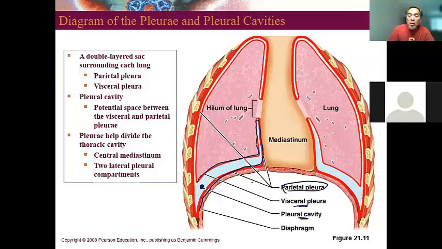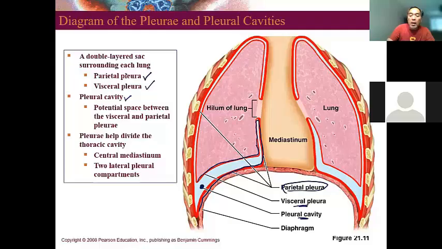Remember, there are serous membranes there that actually secrete fluid. And the purpose of that fluid is to prevent friction when the lung expands and collapses. When it expands, you're breathing air. When it collapses, you're expelling air. That fluid secreted in the pleural cavity prevents friction between the walls. And that is the double-layered sac surrounding each lung, made of the parietal pleura and the visceral pleura, with the pleural cavity as the space between them.